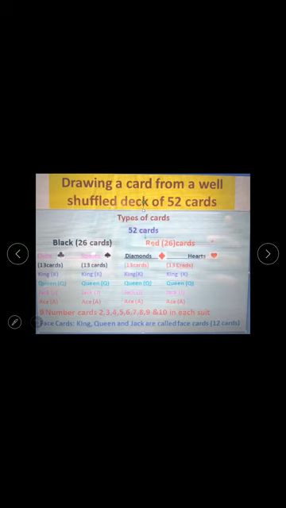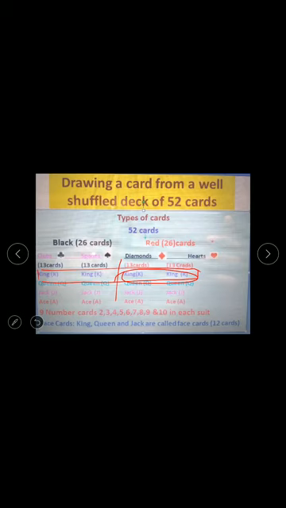What is the first one? A king of red color. We know altogether how many kings are there? 4 kings are there. Are all those 4 kings in red color? No, 2 of them are black and 2 of them are red. So how many red kings are there? The king of diamond and the king of hearts are the red. So total how many red kings are there? 2.